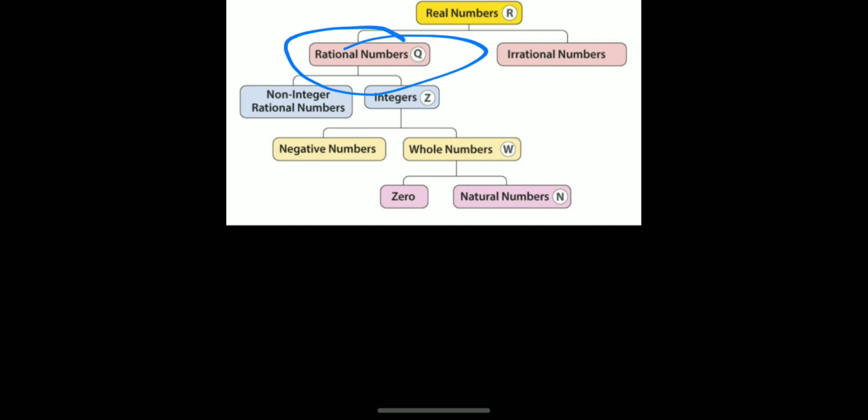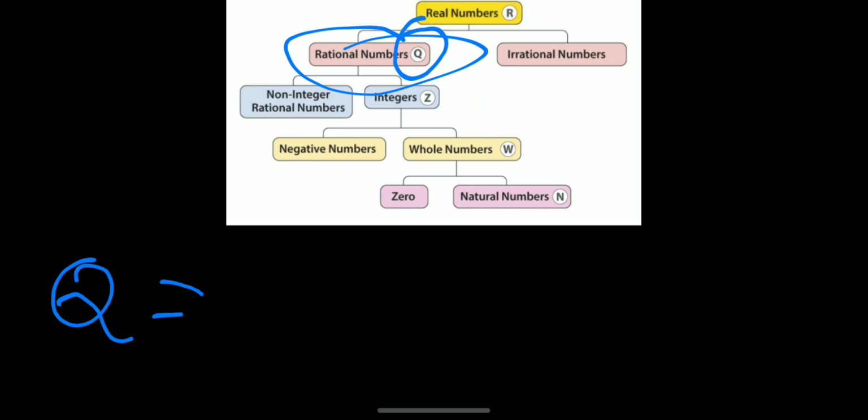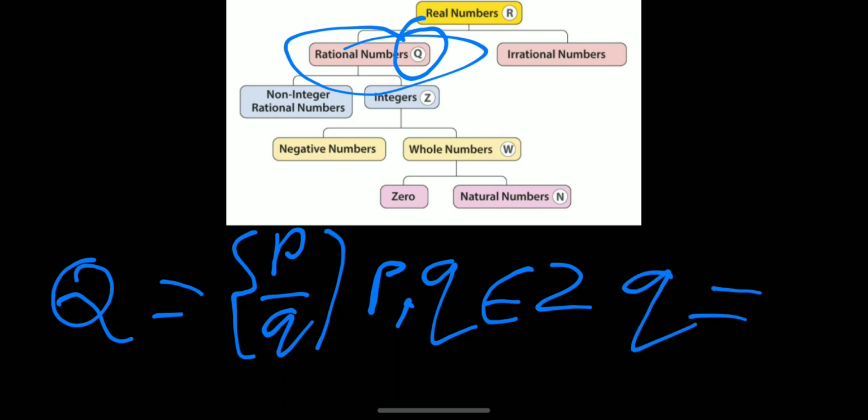Now let's talk about rational numbers. Rational numbers are denoted by Q. The definition of rational numbers is that it should be in the form of p by q, where p, q belong to integers and q is not equal to 0, and p and q should be co-primes.